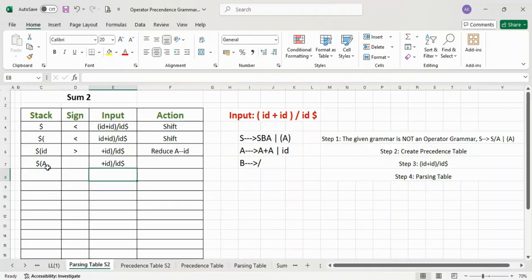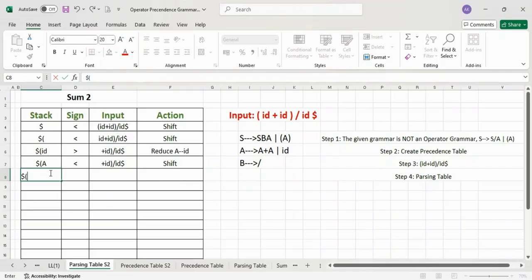No, pay attention. I cannot compare a capital letter with the input. So if I observe a capital letter, I ignore it and compare the symbol which is immediately before my capital letter. I repeat, a capital letter cannot be compared with the input. Hence, I ignore my capital letter and I check the operator which is immediately before it. So here it is an opening bracket and plus. Again it is a less than sign. So I will shift.